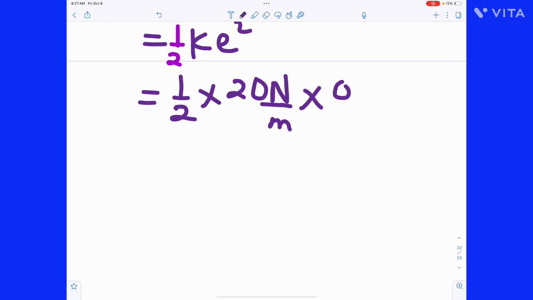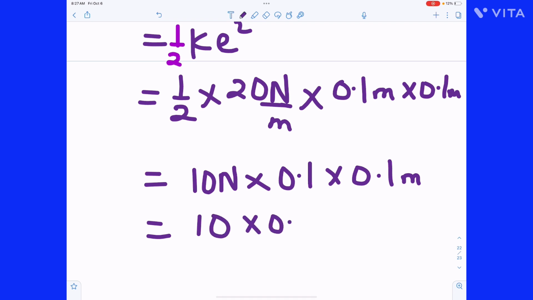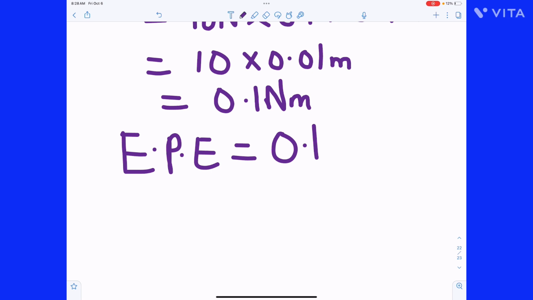Let's slot that in here: 0.1 meters times 0.1 meters, because we have e squared. Is that clear? Meter will cancel meter, and you have just newton and meter left in your SI unit. That gives us 10 newtons times 0.1 times 0.1 meters, so 10 times 0.01 meters, which is 0.1 newton meter. Energy stored in the spring as elastic potential energy will be 0.1 joules.